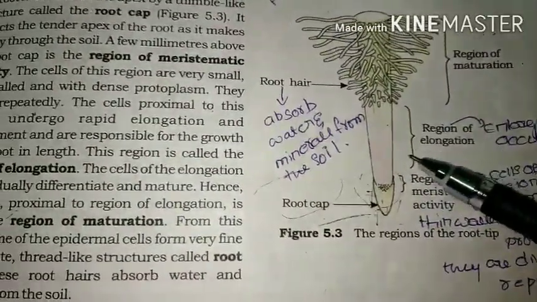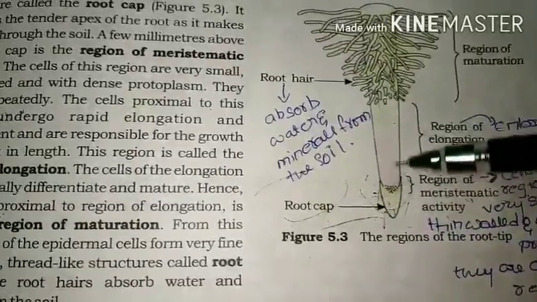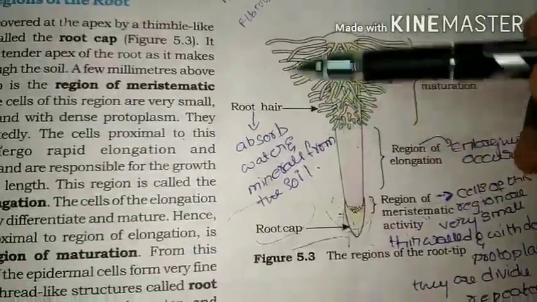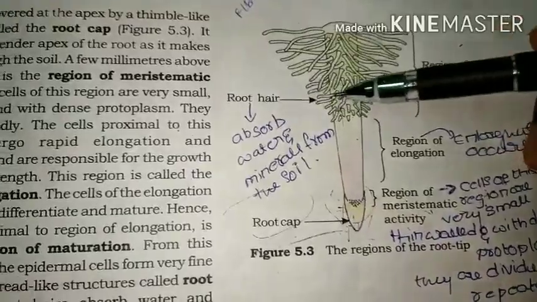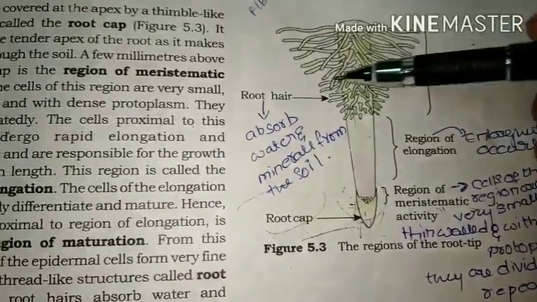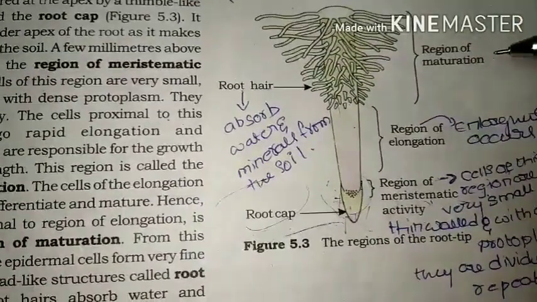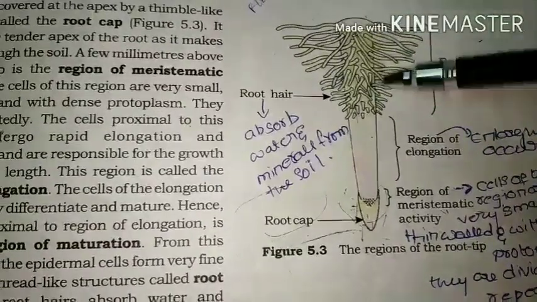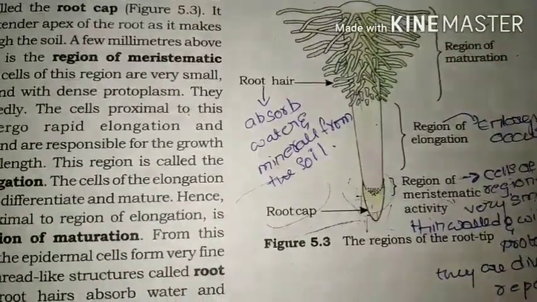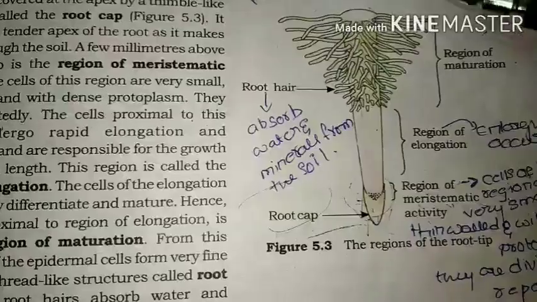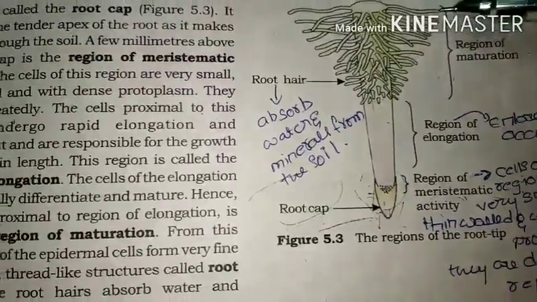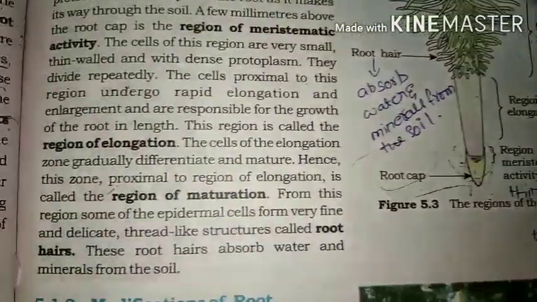So the region of elongation is where the elongation of the root takes place. Root hair, what is meant by root hair? Root hair absorbs minerals and water from the soil. The region of maturation is the mature part, where meristematic activities do not take place.